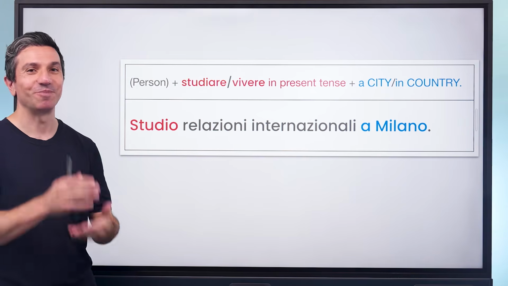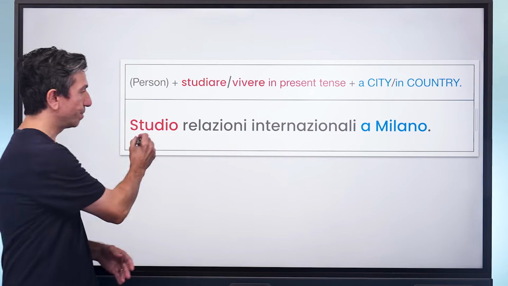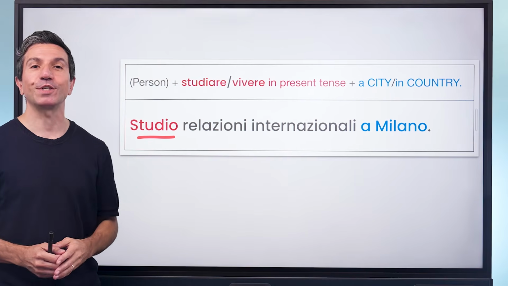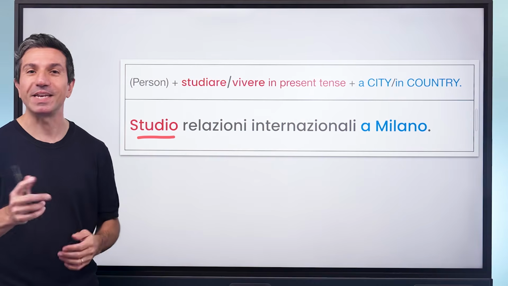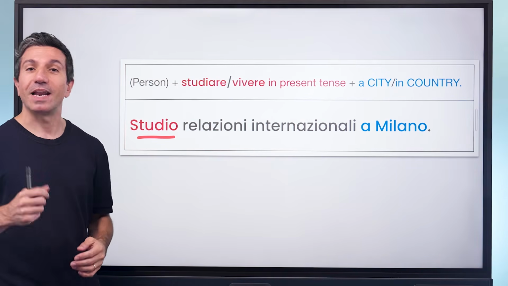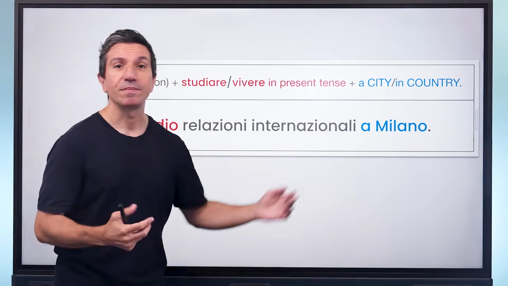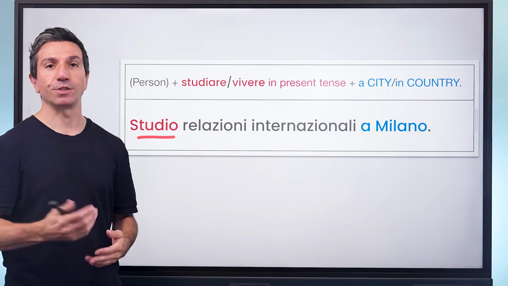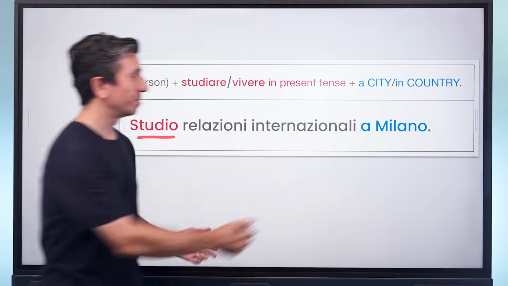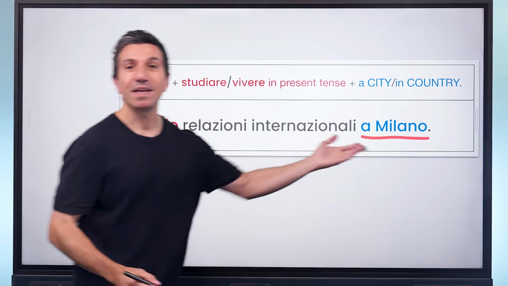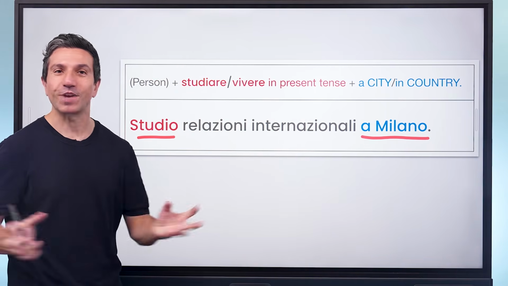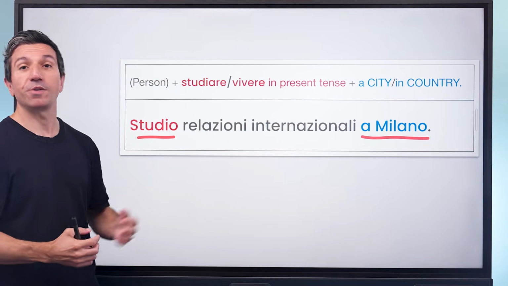Let's break it down. Studio. The first person singular of studiare, meaning I study. Relazioni internazionali, meaning international relations. A Milano, meaning in Milan. All together, I study international relations in Milan.